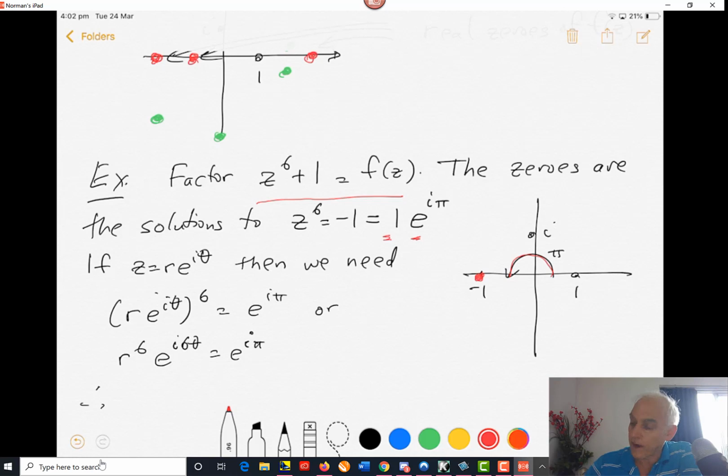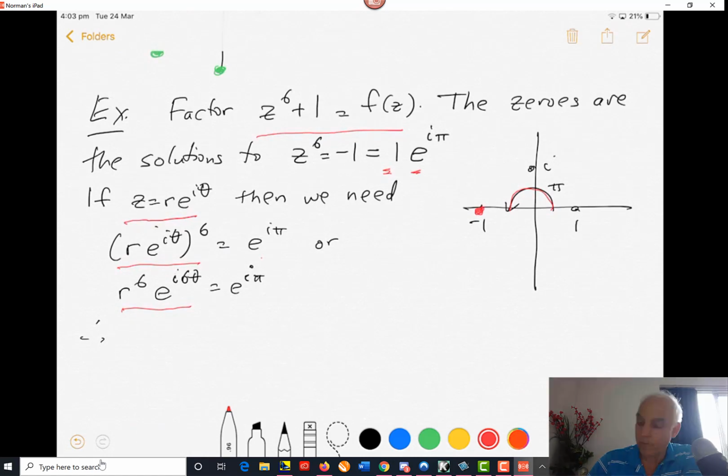We write z equals r e to the i theta as a general complex number in polar form. And then we need to solve this equation: when we raise it to the 6th power, we get e to the i pi. Expand that out. That's the same as r to the 6th times e to the i 6 theta, because the exponent laws work for this complex exponential. That's basically de Moivre's law. And all of that equals e to the i pi.